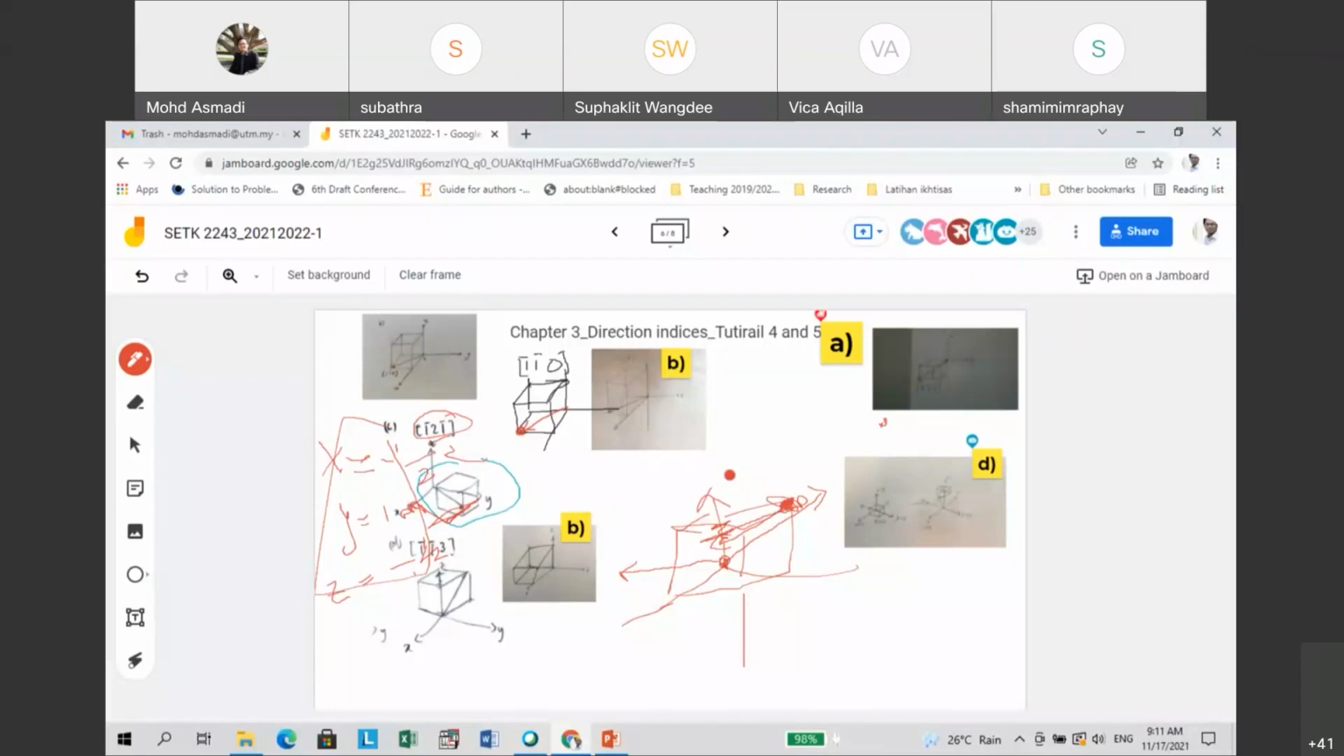I will give you in the group. Okay, you can see. Only for C, the one I made is not really correct. Let me check. Okay, A, B, C, already posted in the group.